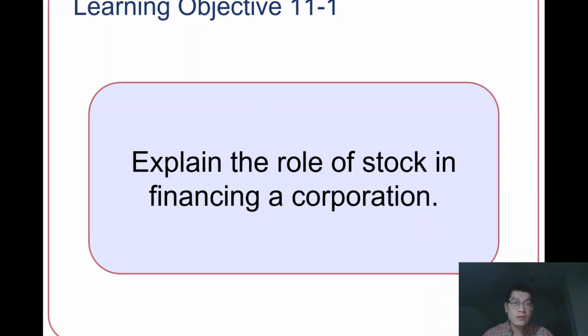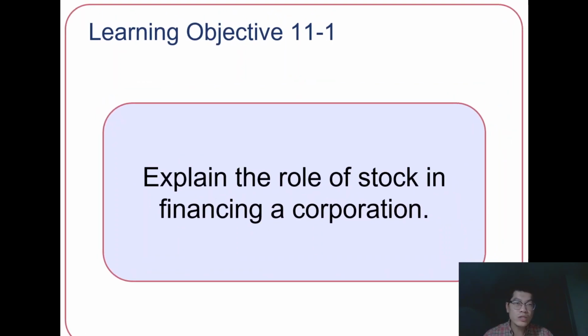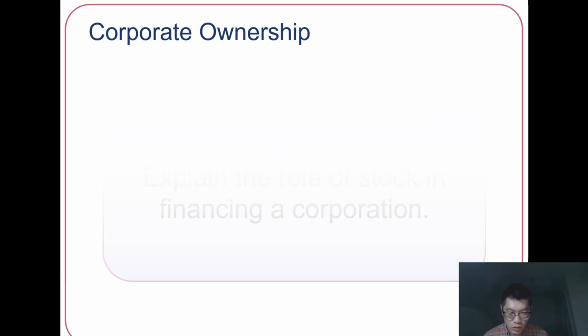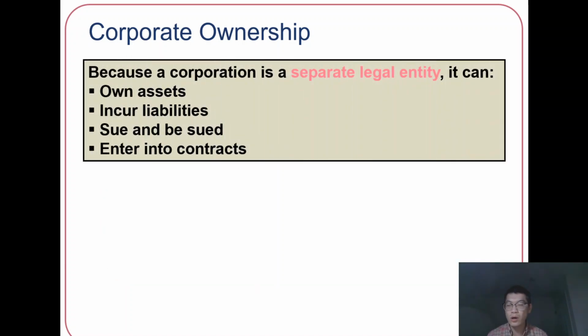Chapter 11. Before we talk about stock, we want to talk about which type of company can issue stock. Basically everyone can own stock, but which company is able to issue it? That is the corporation. In chapter 1 we talked about 3 different types of business: sole proprietorship, partnership, and corporation, right? And only corporations can issue stock.